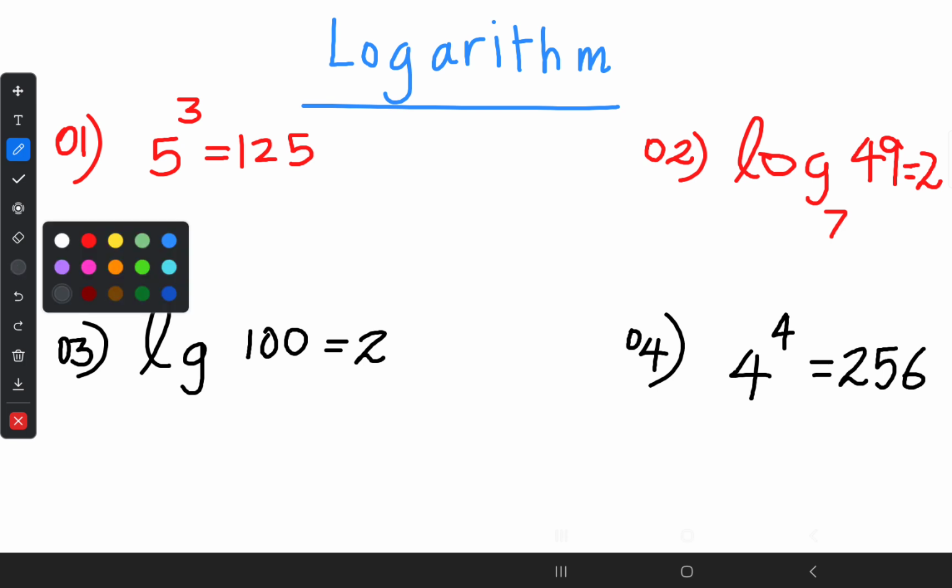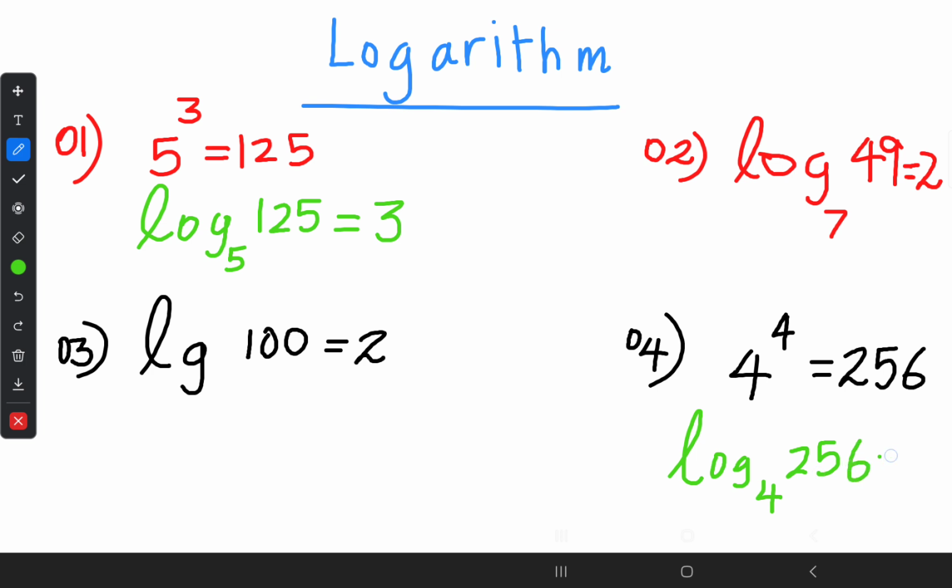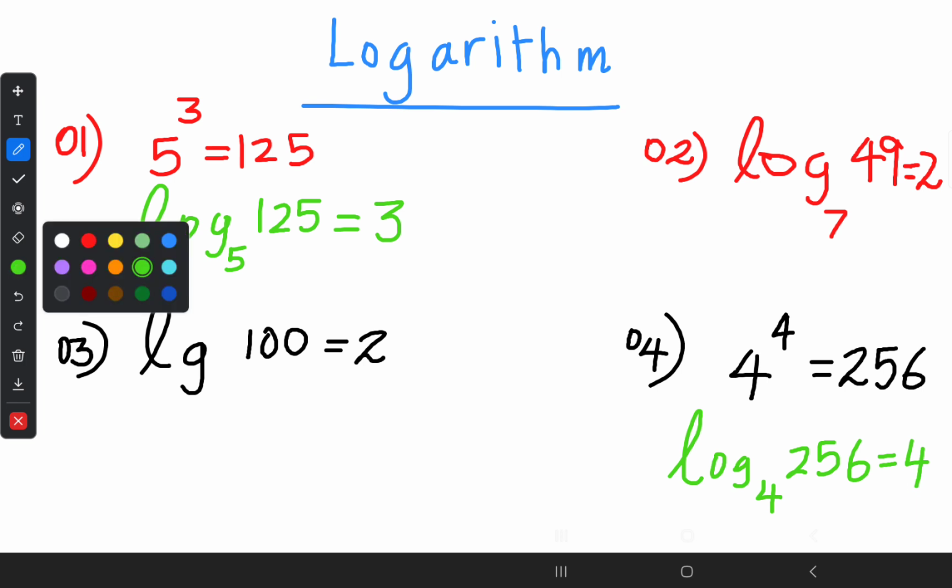In the first case, log base 5 of 125 equals 3. In the last one also, log base 4 of 256 equals the index 4. Then the second set of questions: conversion from logarithmic notation to index notation.